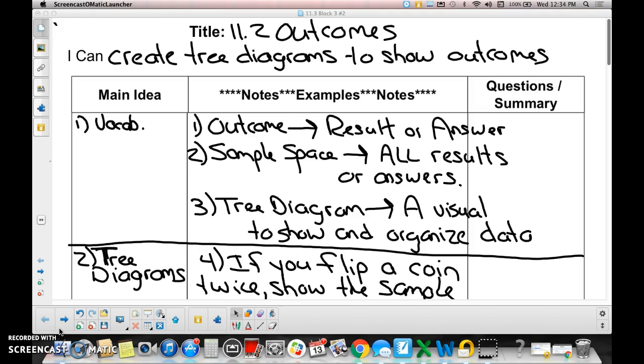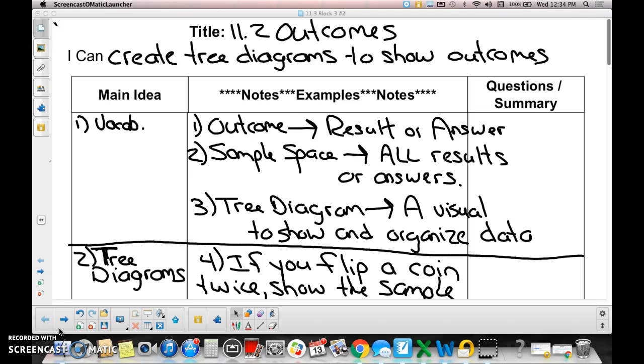What is a sample space, Aisha? So an outcome is a result, and a sample space would be all of the results, right? Sweet. And what is a tree diagram, Hanya? A visual to show and organize data.